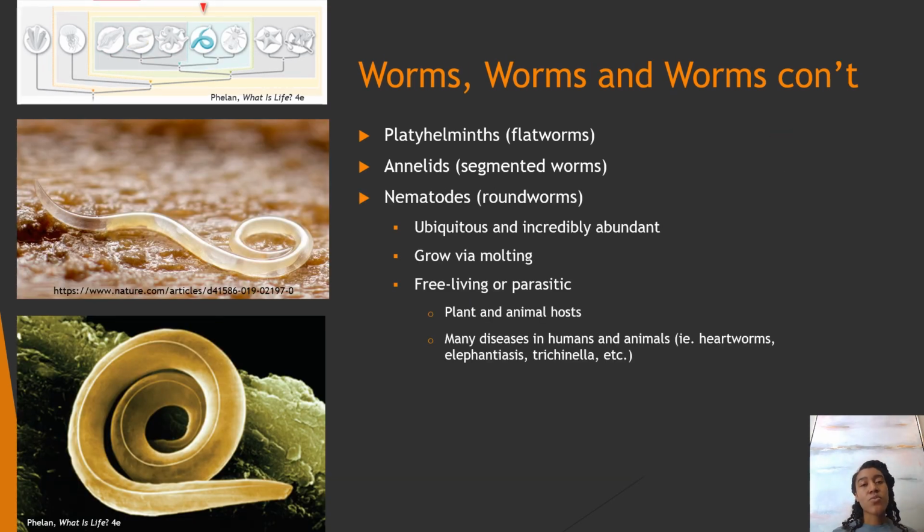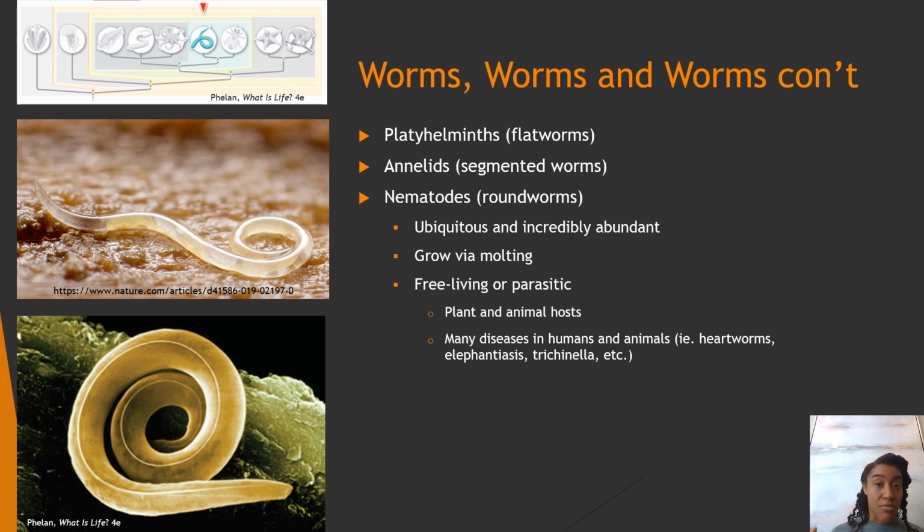Then the last group of worms we have are our nematodes. This is phylum Nematoda, and these are our roundworms. They're called that because they're very, very round, and it's because they have a lot of pressure built up in their bodies. Nematodes are ubiquitous. They are everywhere, and they're incredibly abundant. They're from freshwater environments to terrestrial environments, on the skin, in your body. They're even in the Antarctic, and in the lowest parts of the ocean. These guys are everywhere. So they're very, very hardy, and very, very ubiquitous.